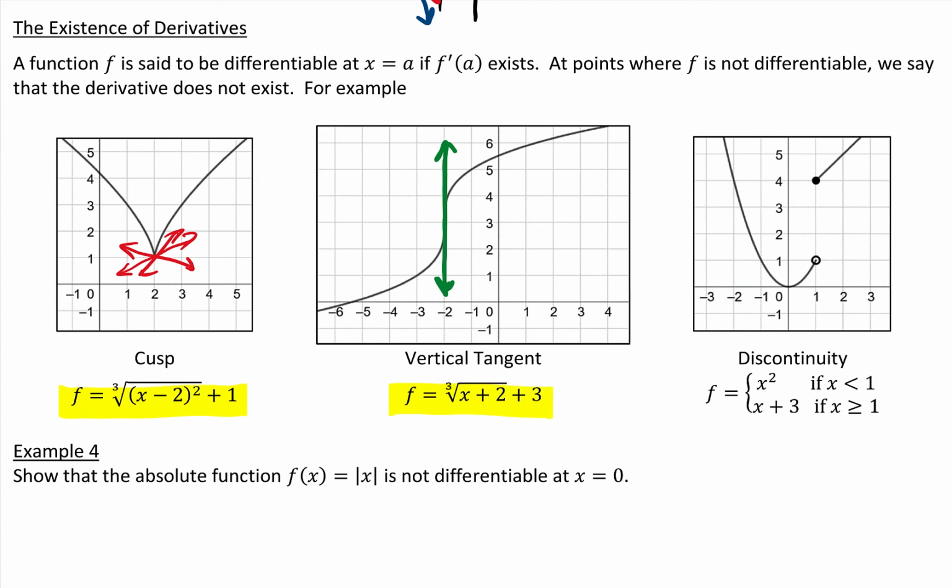And the third case is where the function is discontinuous. So we talked about discontinuity the other day. Wherever the function is discontinuous, I can't really draw the slope of a tangent. So if there's a discontinuity, there is no tangent line at that point.